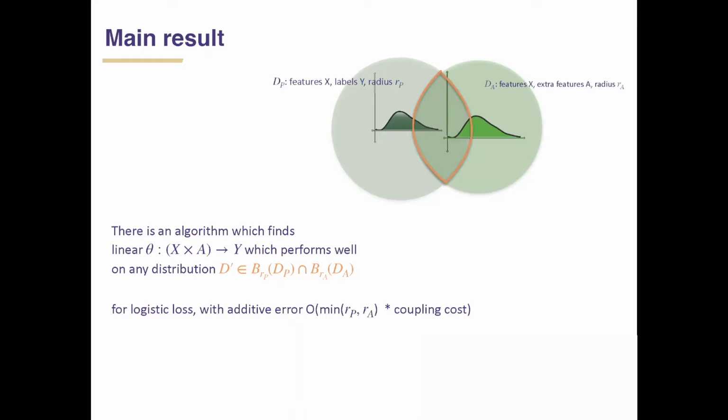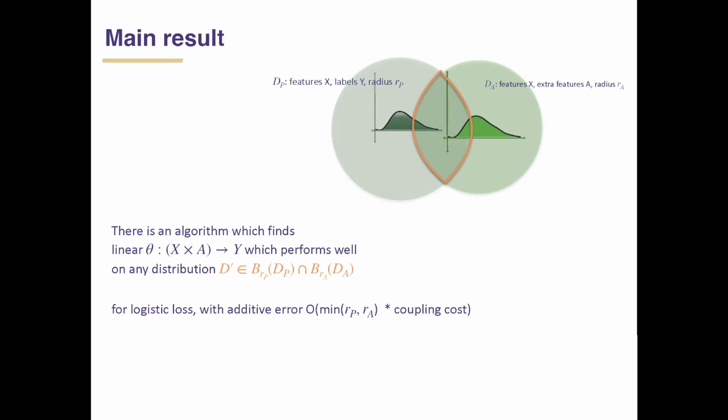So all I'm saying here is we will look at two distributions which are not too far apart, and we will be able to find a model which hedges against and sort of does as well as possible on all the distributions which are close to both of those distributions.